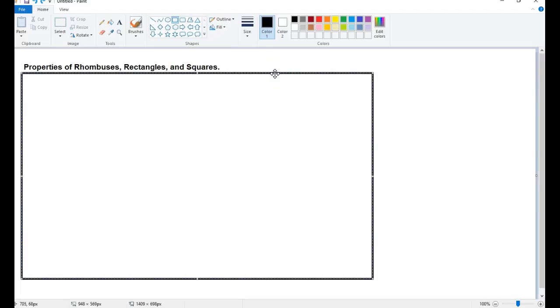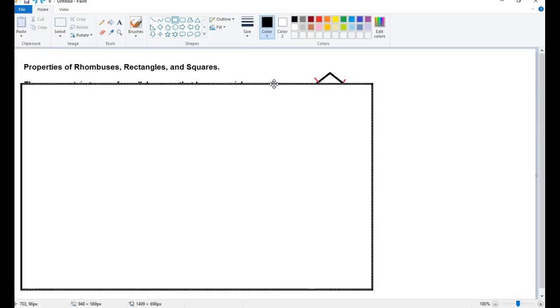Hello everyone. We're going to be doing two sections today, so if it's a little bit longer of a video, that is why, because we're doing two different sections in the textbook today. Kind of related to each other, all about rhombuses, squares, and rectangles.